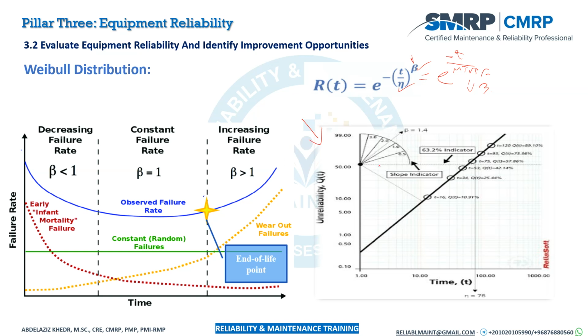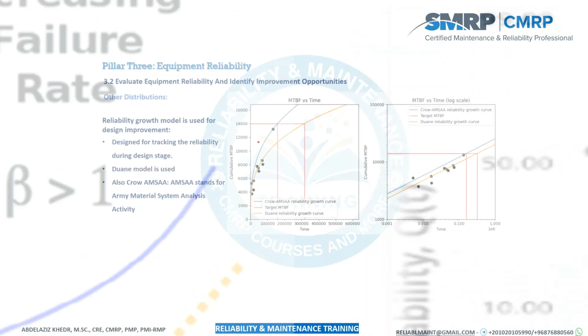You have a line parallel to beta, and you take the point of 63% of equipment failed, or unreliability. Then you cross this line and go horizontally to get eta. Then you can represent your system reliability, and you can draw the failure rate to know the shape of your failure, whether it's decreasing as infant mortality, constant, or increasing.